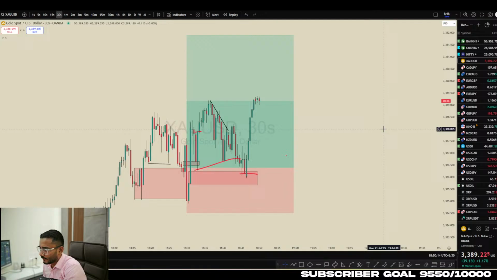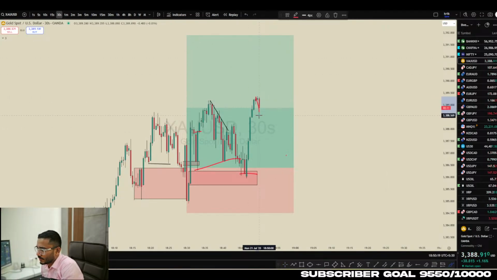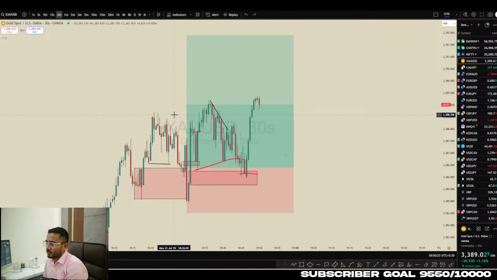Again, price on 30 seconds, we can see it should go to the downside, and again we have to look for a new inducement setup so we can put our stop loss below that.